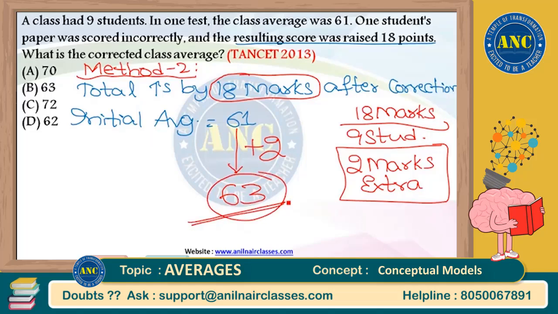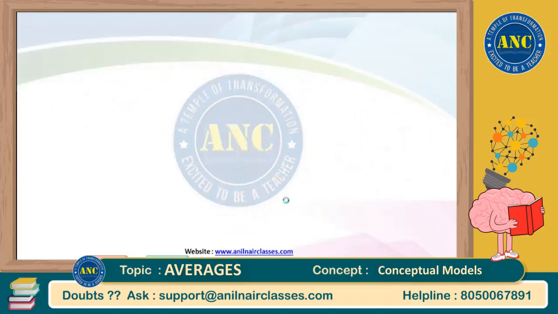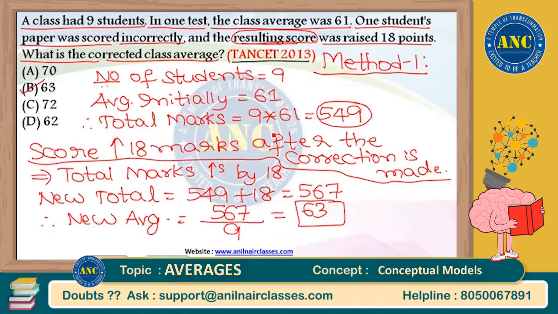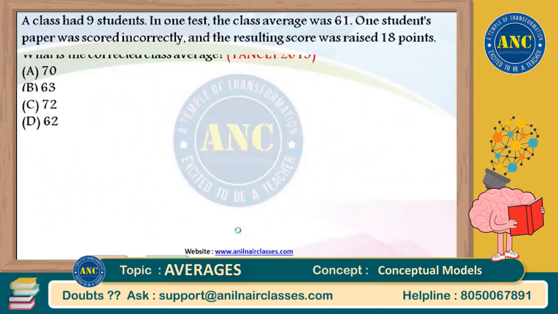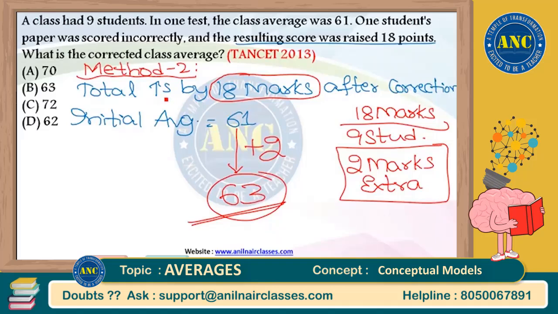How beautiful it is, sir. This is the concept what I taught you. This is exactly the concept. See method 1, sir. Method 1 is teaching you that you need to find 9 into 61, 549. You need to add 549 plus 18. You need to divide 567 by 9. You don't need to do all these simplifications or calculations. Simple. Total increases by 18 marks. And there are 9 students.